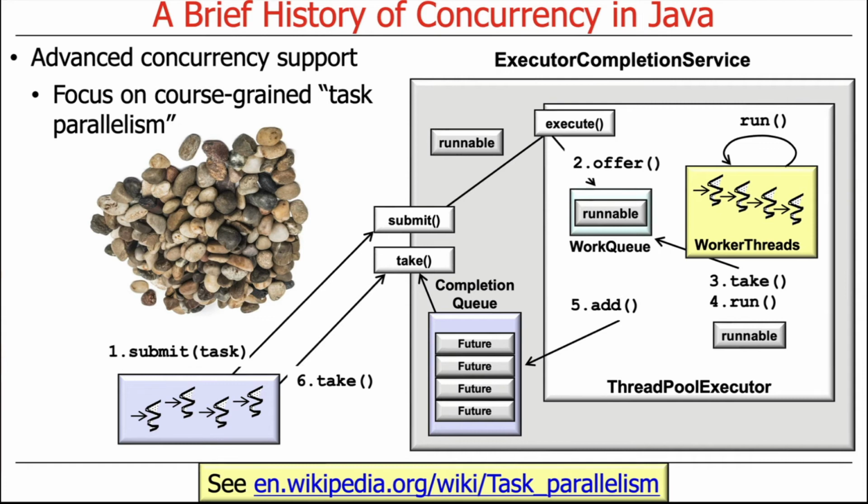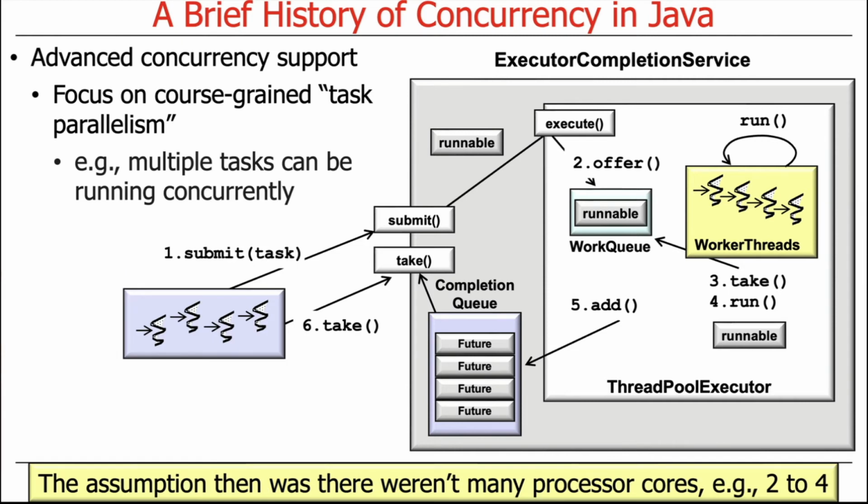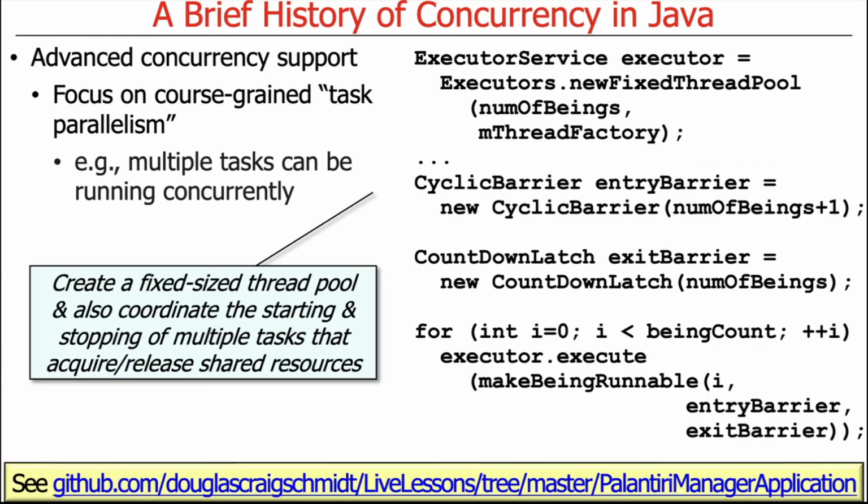The idea is you break your program up into tasks, and you can submit them to run in a pool of threads, and you typically tune the pool of threads to be about the number of cores or CPUs on your machine. So it gives you this coarse-grained processing capability. Multiple tasks can run concurrently. And keep in mind this was the 2004, 2005 timeframe, and the assumption of the day was there were 2 to 4 cores or 2 to 4 processors. That was about the extent of what most people had access to. So it was fairly coarse-grained.